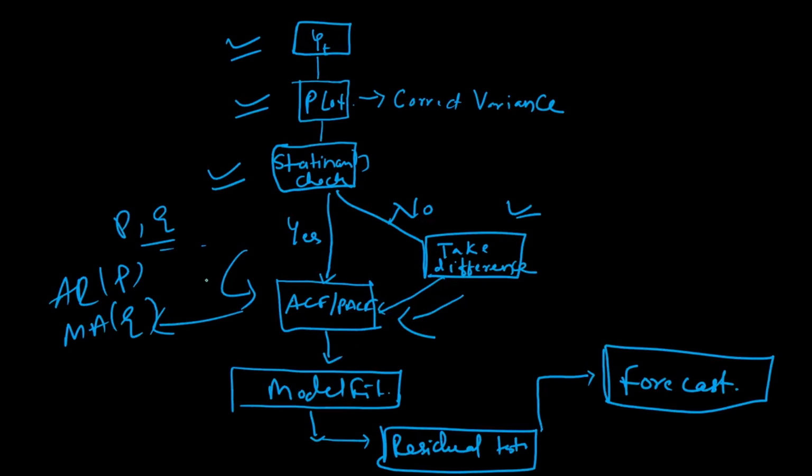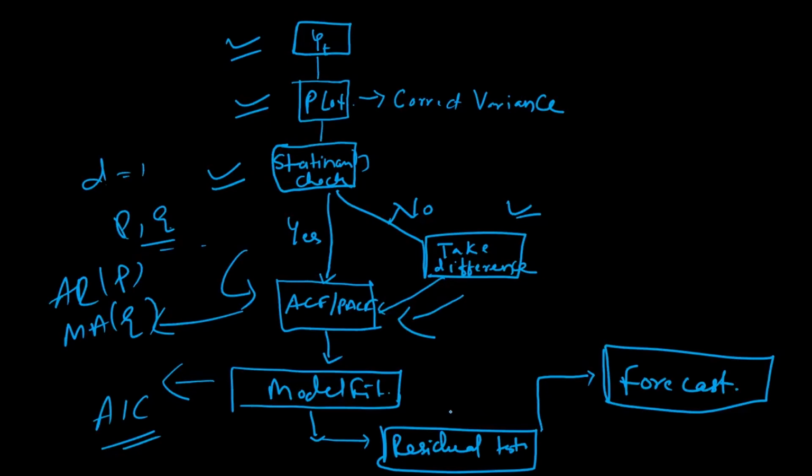You already have the value of D, the number of differences, and once you have the values of P, Q and D, check for model fitness. You can do that by checking the Akaike information criteria, and the model with the least AIC value, or the most parsimonious one, is the one fitting your data very well.